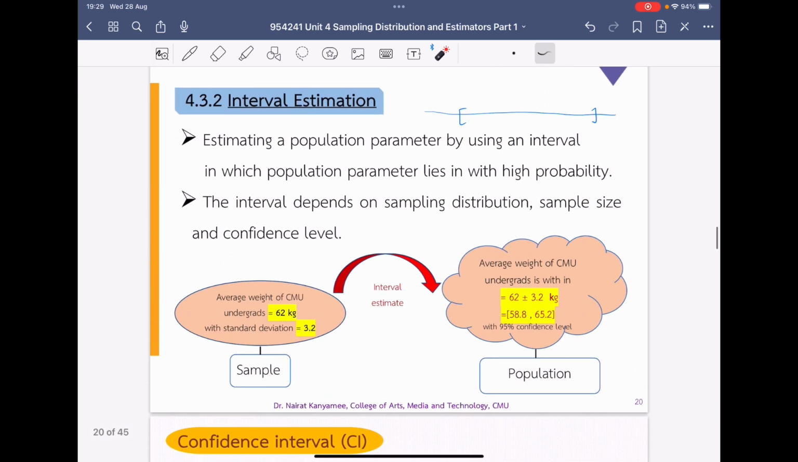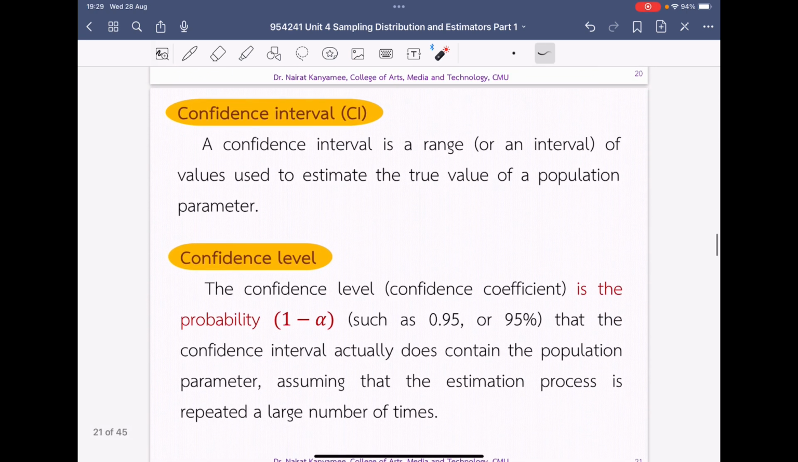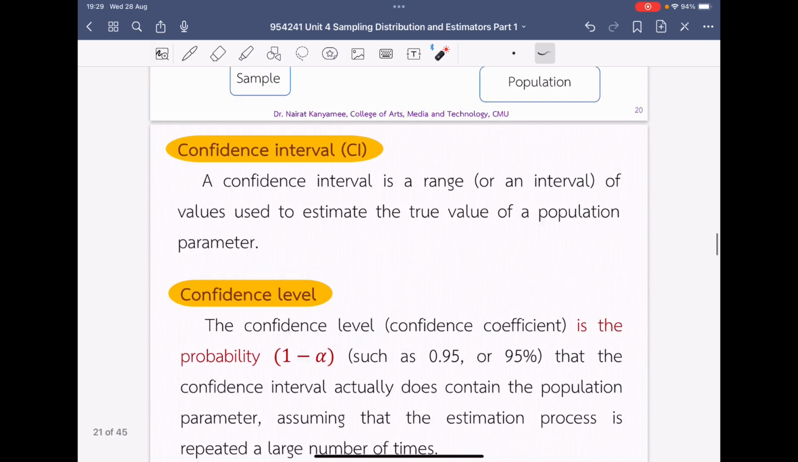Before we move on to the next step of finding the interval estimation, we need some notation, common terms that we need to use. The first thing is confidence interval, or CI. CI means confidence interval. What is it? It is a range or an interval of values used to estimate the true value of a population parameter. So it is an interval just like this.